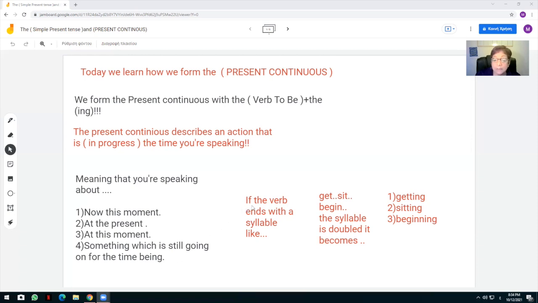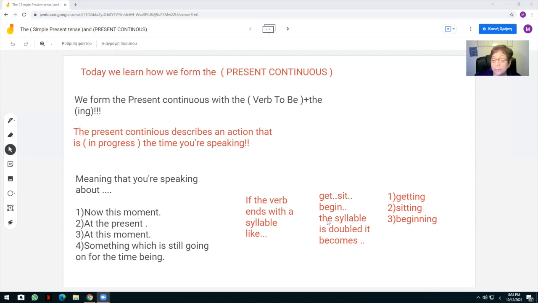Now, if the verb ends with a syllable, like here T, get, it ends with a syllable. Sit, it ends with a syllable. Begin, it ends with a syllable.